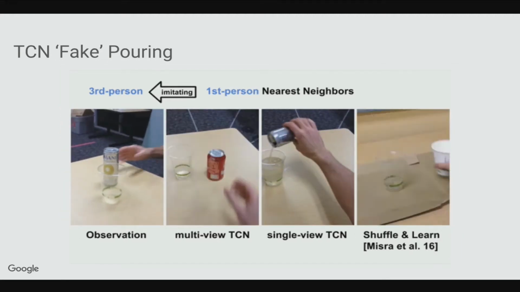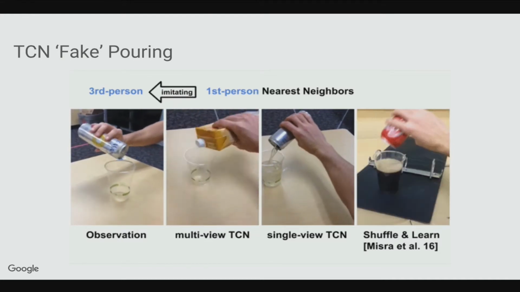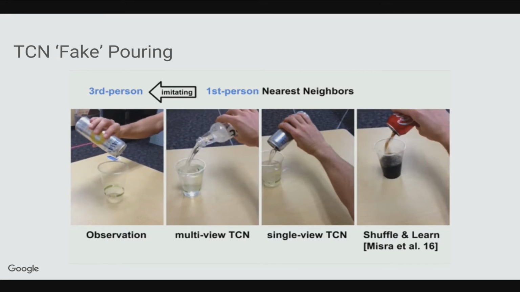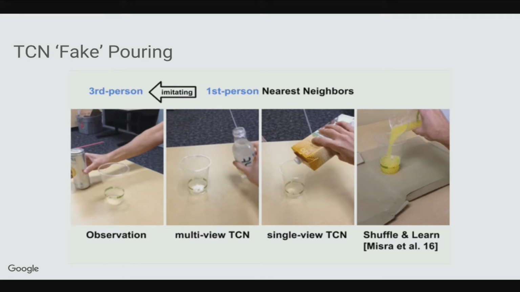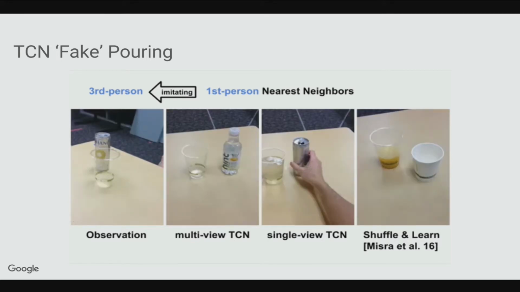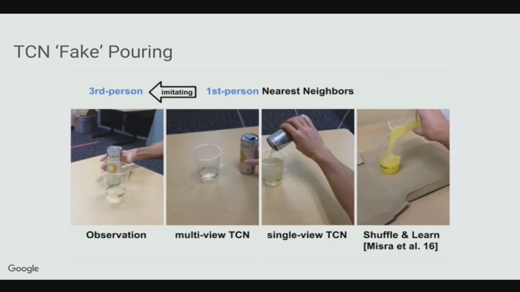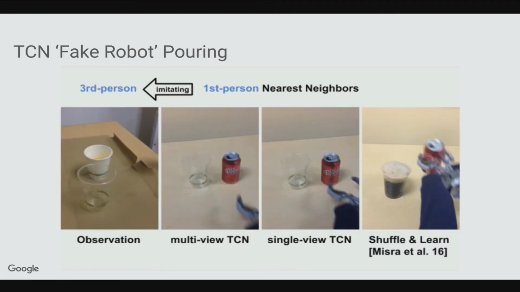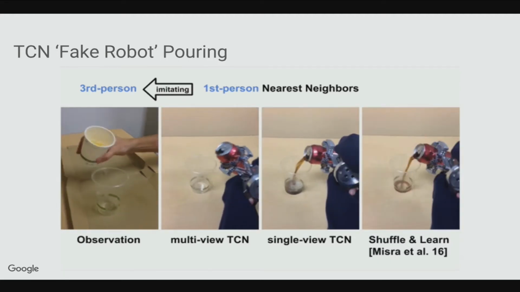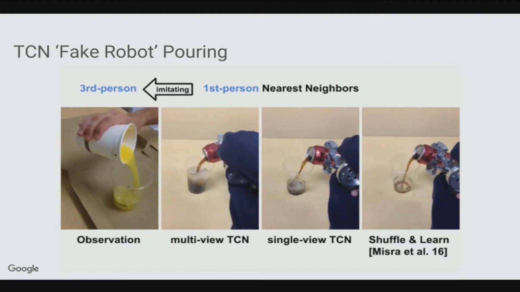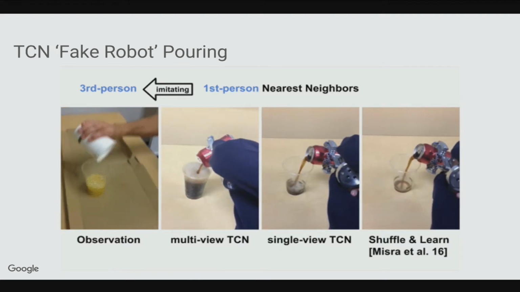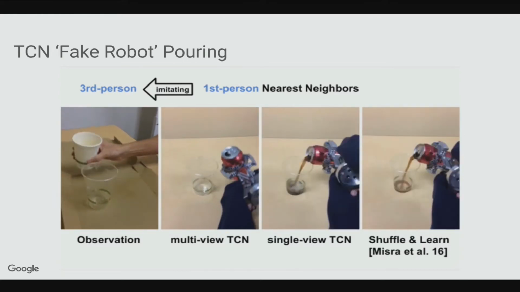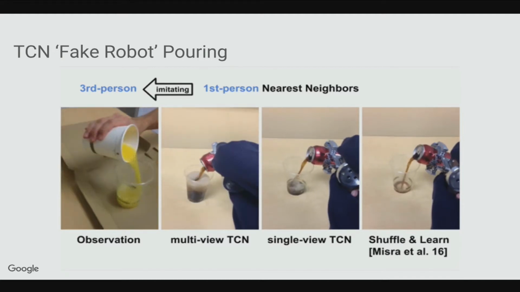You can test how well it's doing by looking at a fake pouring, where you pretend that you're pouring and you're not. The nearest neighbors are also mostly of cans not pouring anything down, so you're not really overfitting to the liquid. That's good. You're learning something a bit more generic than that. You can also check that you're not overfitting to the hand by faking a robot arm. Very bad fakery, but it works pretty well, and it's very similar to the action being performed.